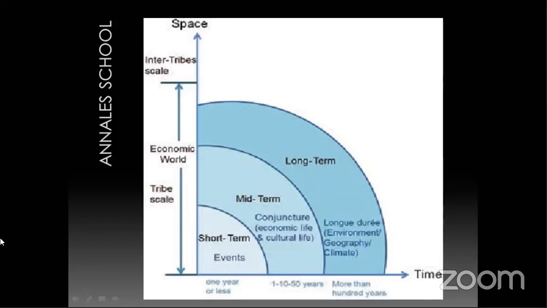On the ground axis, you can find short-term events, one year or less, and mid-term events, where we can conjecture about economic life and cultural life, which is 10 to 50 years, and long-term events, such as environment, geography and climate, over more than 100 years. During that time, the arrival of the Annales school is very important. Why I discussed the Annales school here is that it's very important.